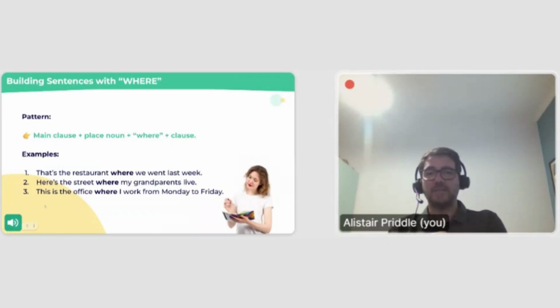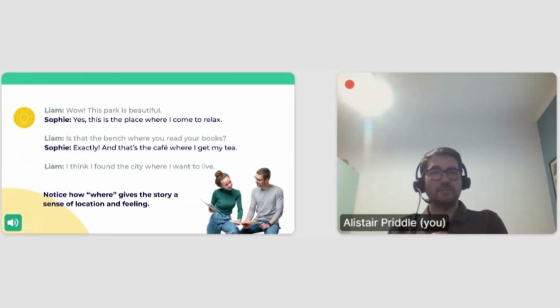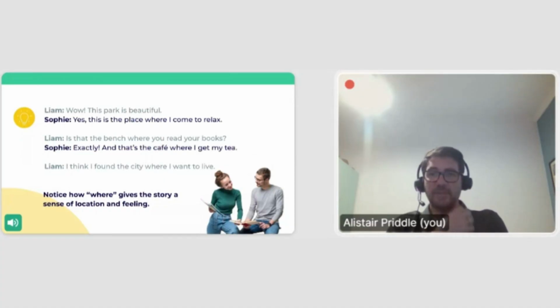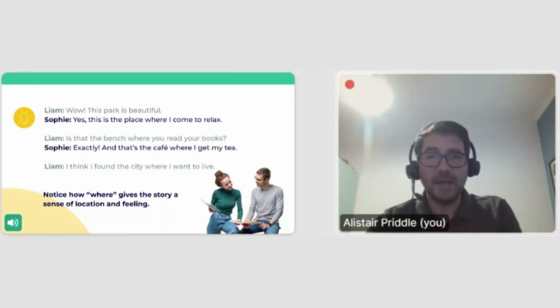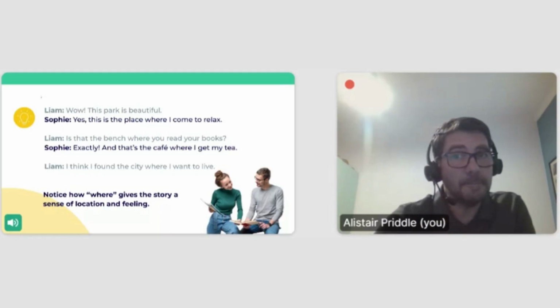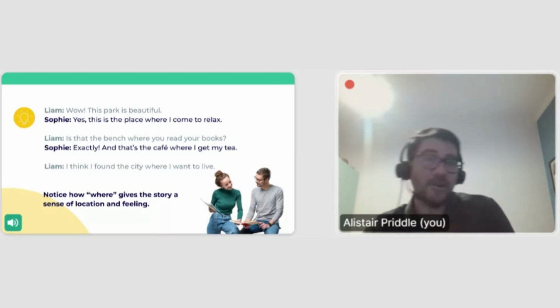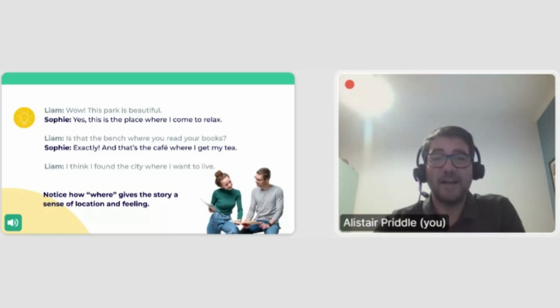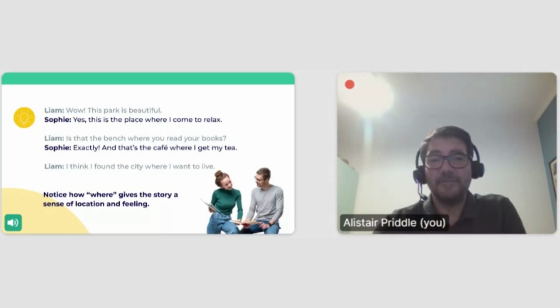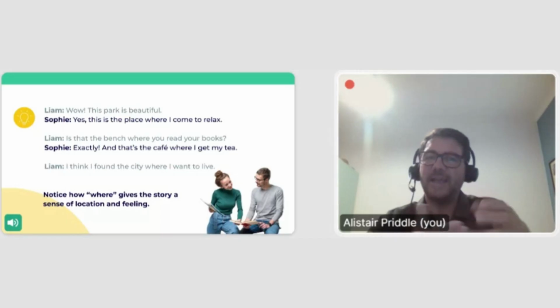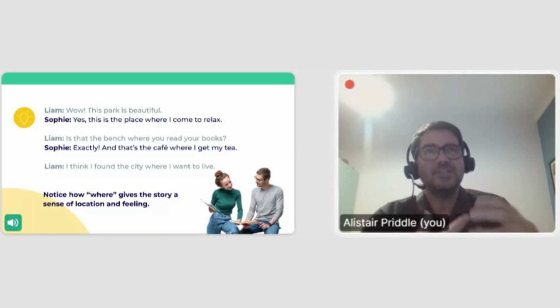Let's have a look at a dialogue related to where. This time it's between two friends, Liam and Sophie. Liam: Wow, this park is beautiful. Sophie: Yes, this is the place where I come to relax. Is that the bench where you read your books? Exactly. And that's the cafe where I get my tea. I think I found the city where I want to live. Notice how where gives the story a sense of location and feeling.